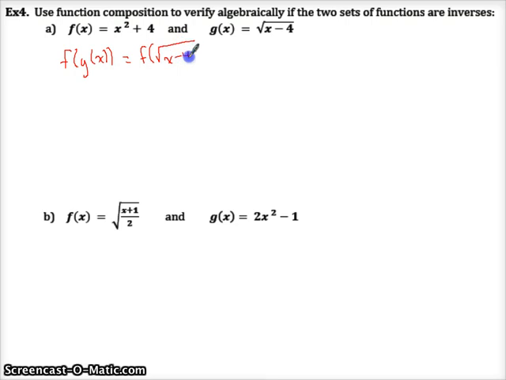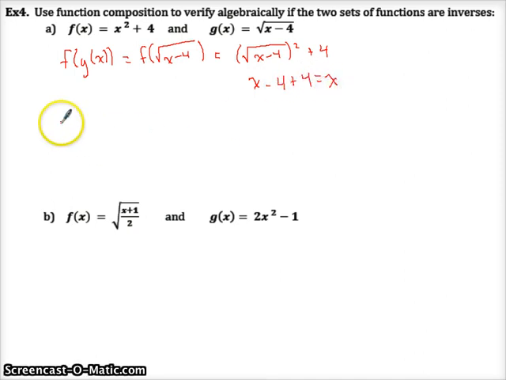square root of x minus 4. We put that into the f function, it becomes that thing squared plus 4. Well, I square that, that's pretty nice. That's just x minus 4 plus 4, which miraculously turns out to be x.